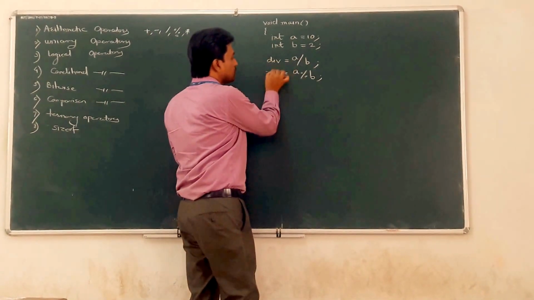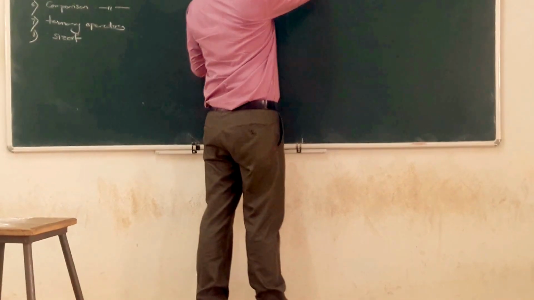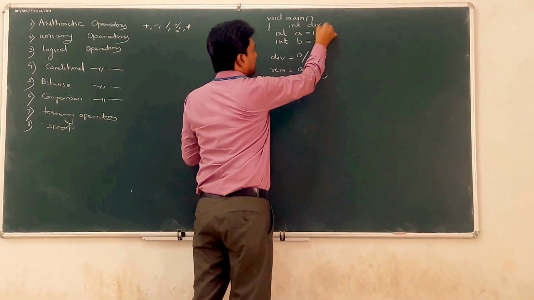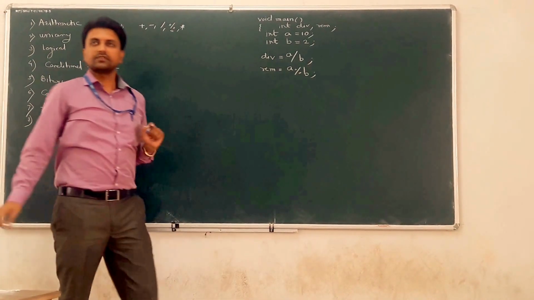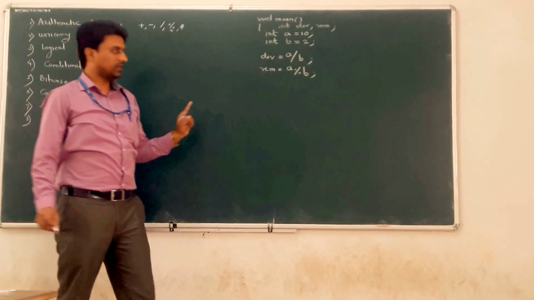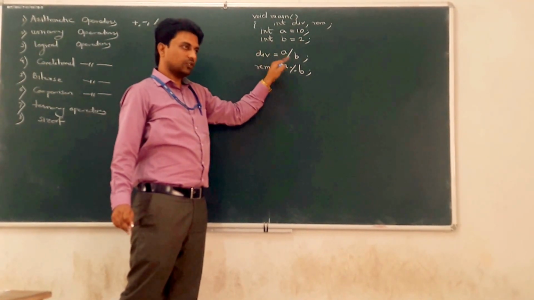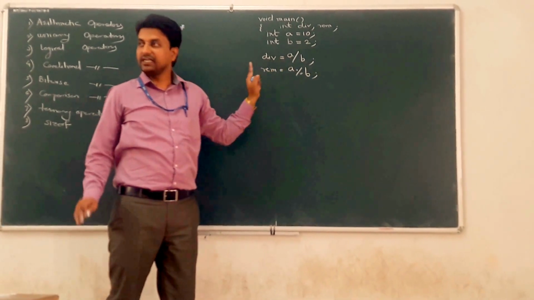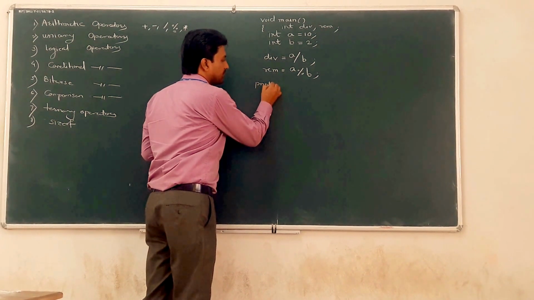So when we use this variable, we must declare it. So declare it: integer division, comma, remainder. Okay, clear? So these are two variables. We store whatever value is returned by the division operator, and whatever value is returned by the mod operator. Then print it using the printf function.